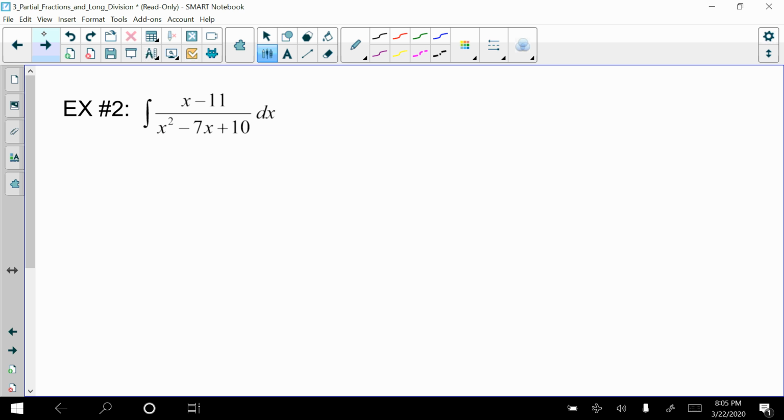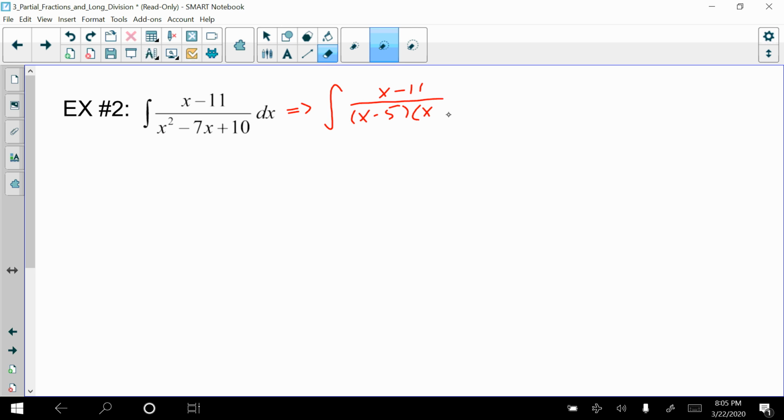So we're going to start off first by simply taking the denominator and factoring it. So the numerator is just x minus 11. And the denominator, when we factor that one, we're going to get x minus 5 and x, not minus, I started to write a plus, but it's not, x minus 2.